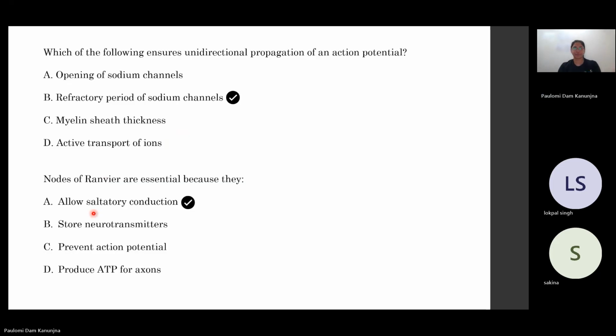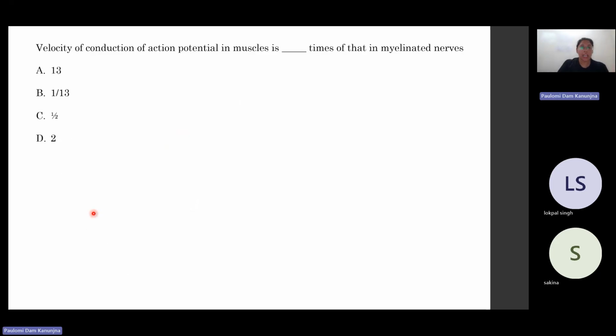Okay, very interesting question. The velocity of conduction of action potential in muscles is dash times that in myelinated nerves. Please take your time and think about the question. I will give you the first few minutes. If you are not clear, you can try to read, and then you can attempt. It's a very interesting question.